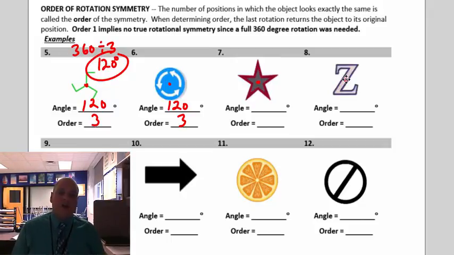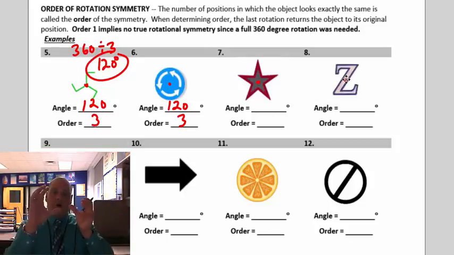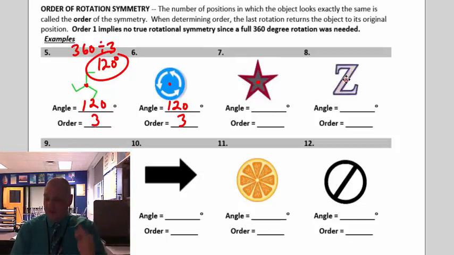How about this star? How many different ways can we rotate and have it look exactly the same? Again, the point has to be pointing up. You can rotate it 1, 2, 3, 4, 5. There are 5 different ways to rotate it and have it look exactly the same. So it has an order of 5.